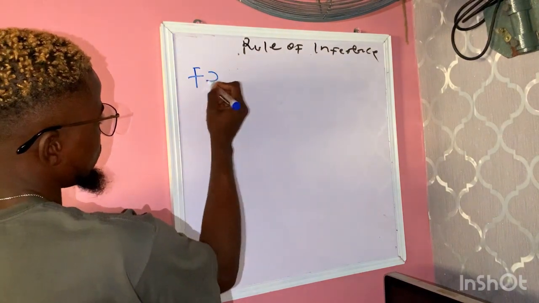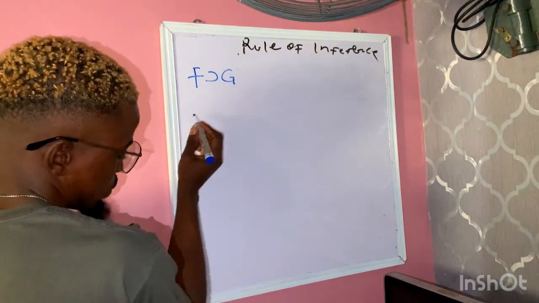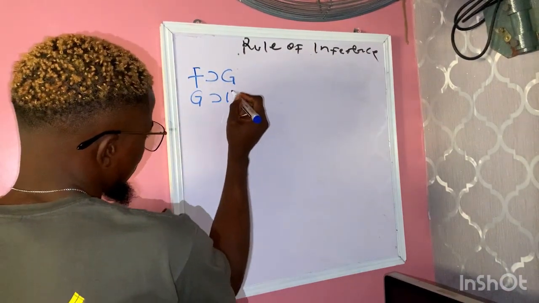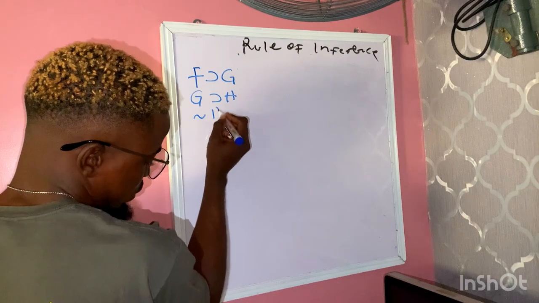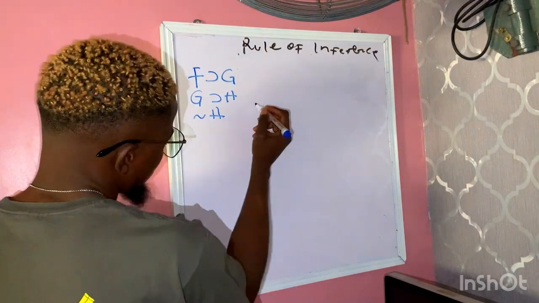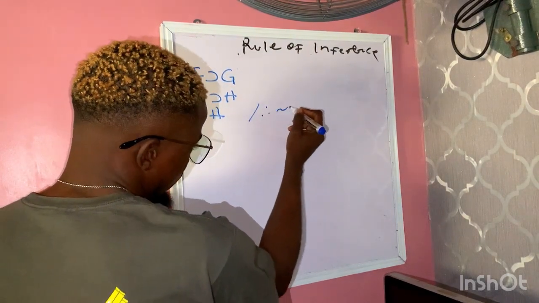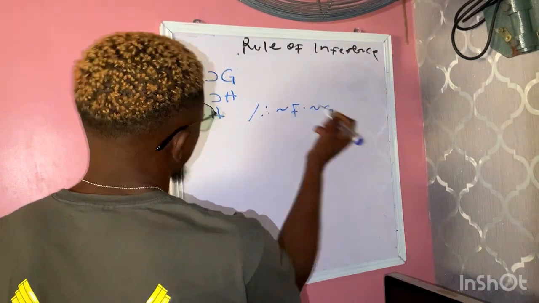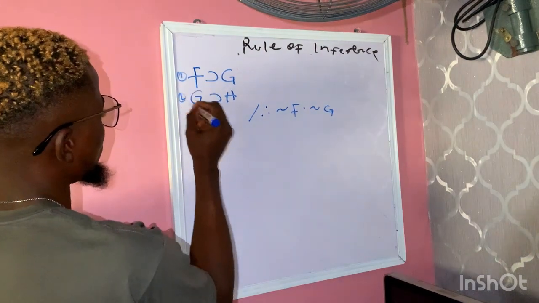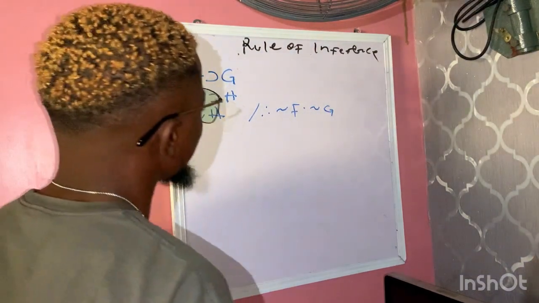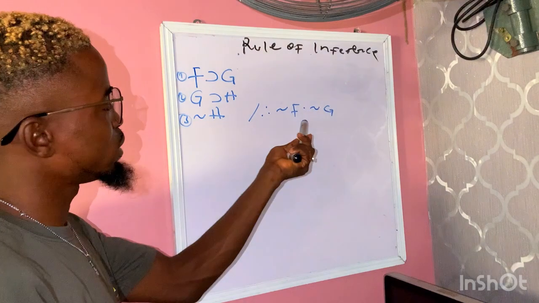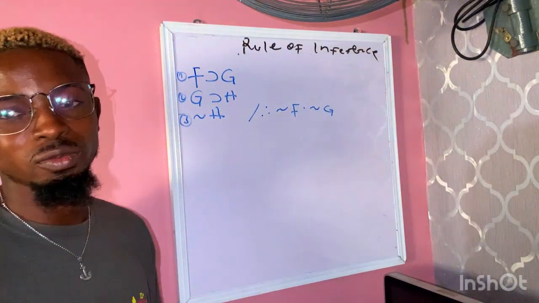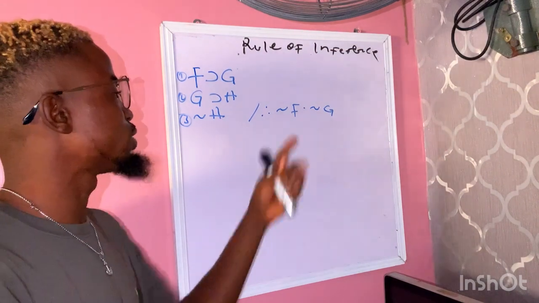F implies G, G implies H, negation H, therefore negation F and negation G. So line 1, 2 and 3. So don't forget that we are just applying those 9 rules until we get to this particular conclusion. Now if you ask me, like I said, the first thing that you do is to look at your conclusion and you ask yourself, how can I get to this conclusion?